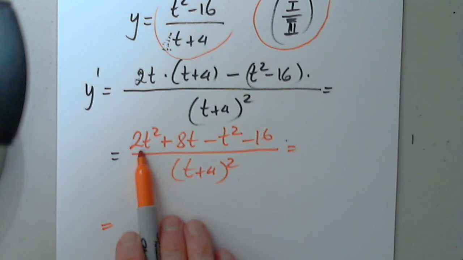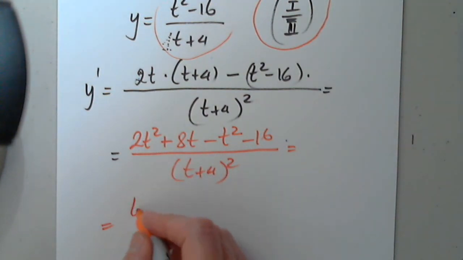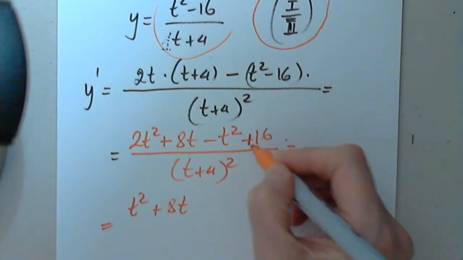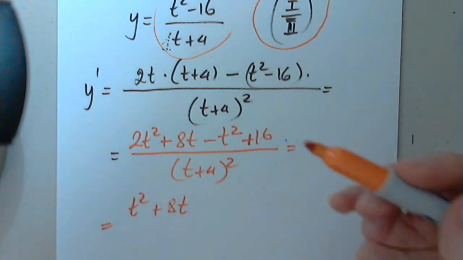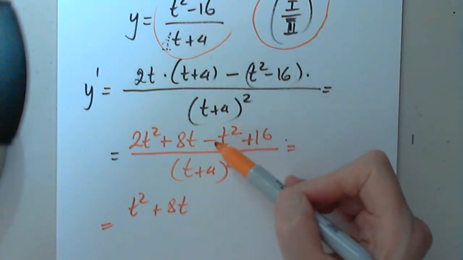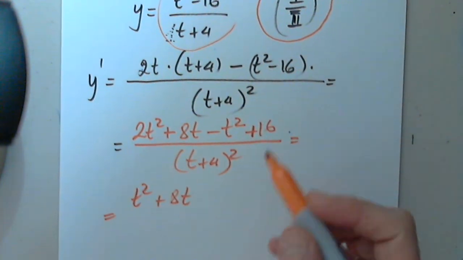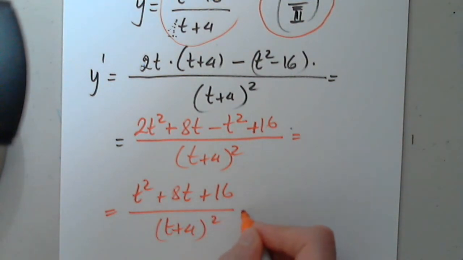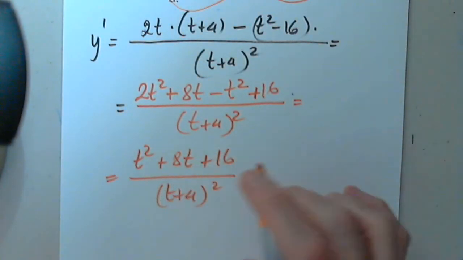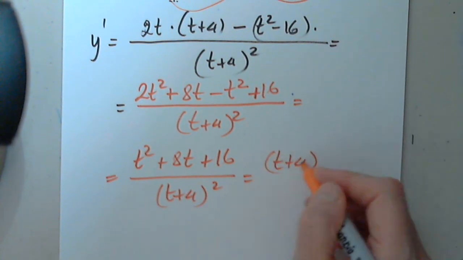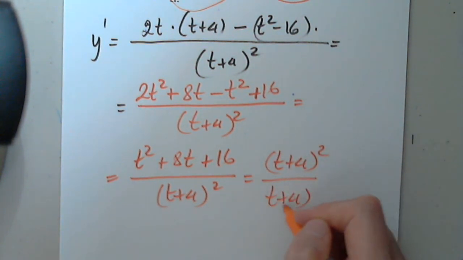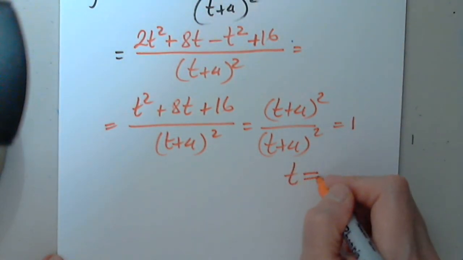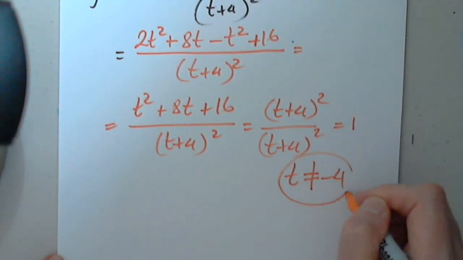So 2t squared minus t squared, this is t squared, plus 8t, correct? Negative t squared and plus 16. So plus 16 divided by t plus 4 squared. And the numerator, please notice that this is indeed t plus 4 squared over t plus 4 squared, which is 1, but of course t does not equal negative 4. Otherwise, it's not 1.